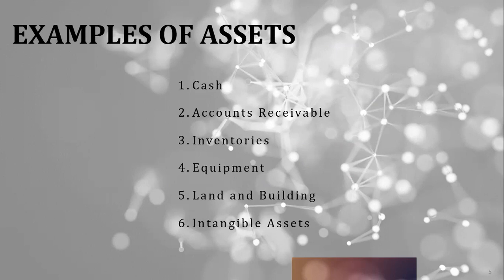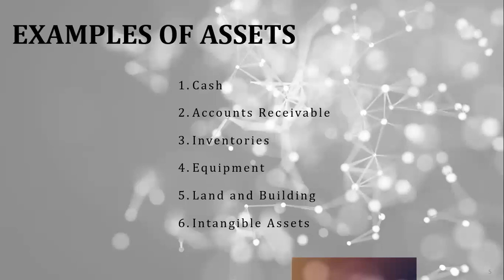Second, we have accounts receivable. Accounts receivable represents amounts that are collectible from the customer. For example, si Nico nakautang siya kang JI. So si JI has accounts receivable from Nico. So that is accounts receivable. They arise when a business sells its goods or services on account or on credit.